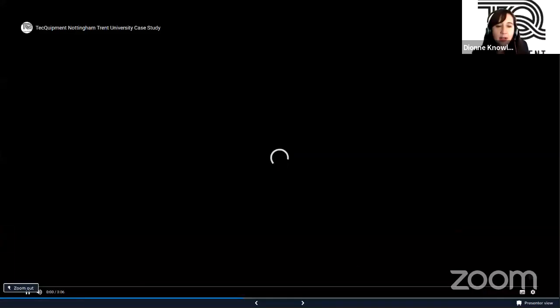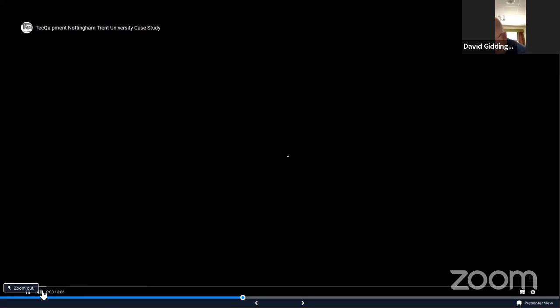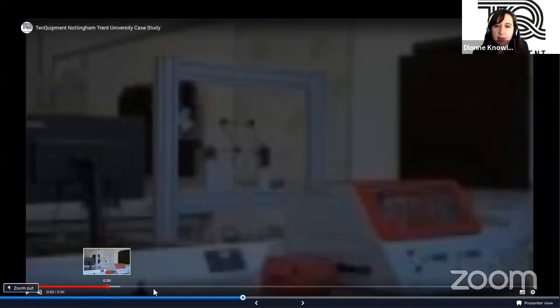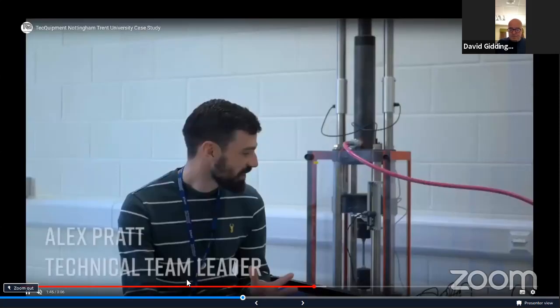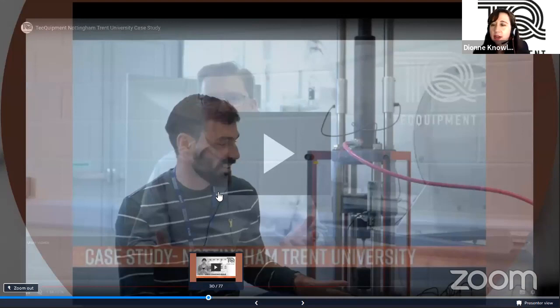Nottingham Trent University have got a whole facility at our close neighbors. They've got all different types of pieces of equipment, including thermodynamics. They have thermodynamics, they have vibrations, aerodynamics, materials. They have a huge range of equipment there. Brilliant. Okay. So you can look at that in more detail.